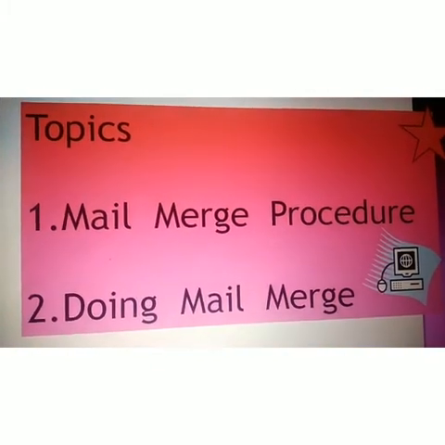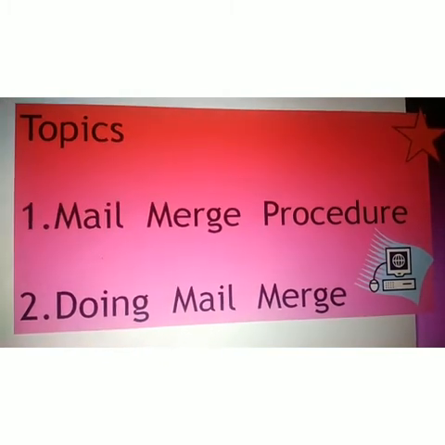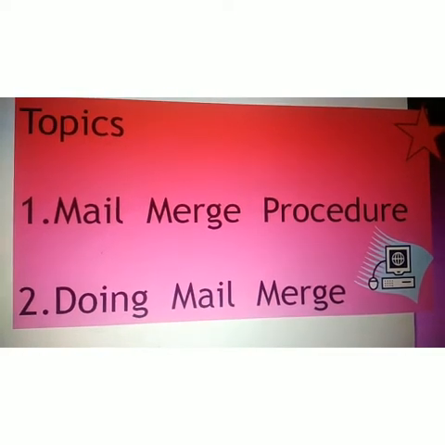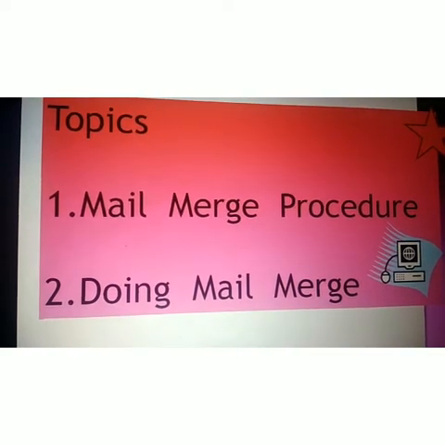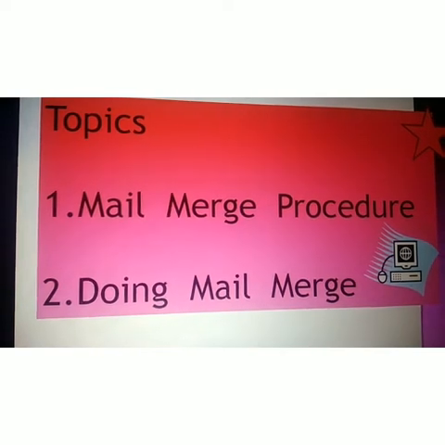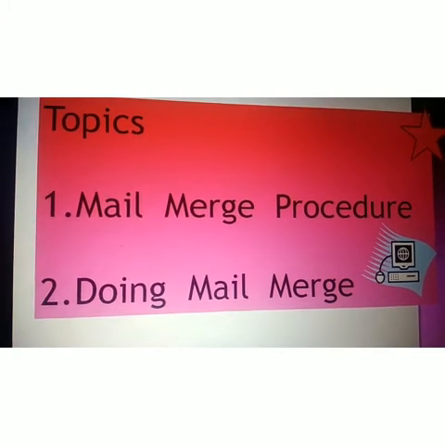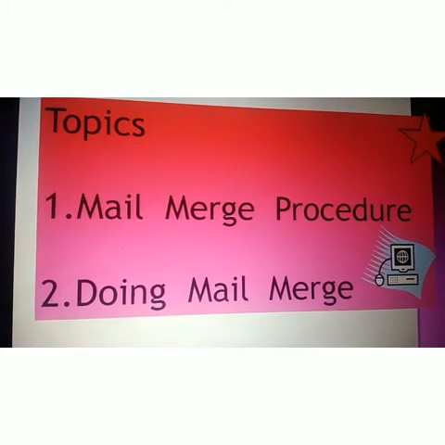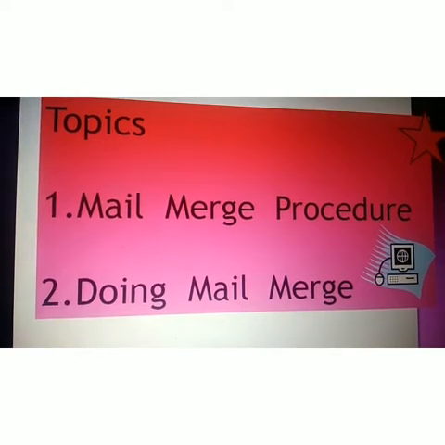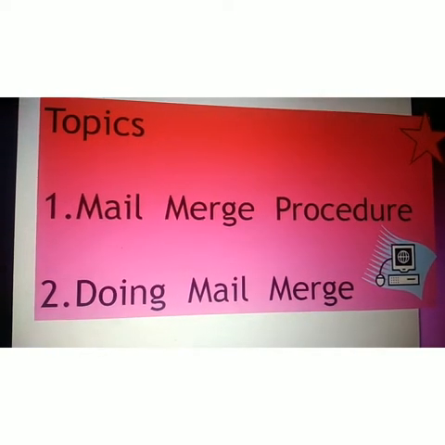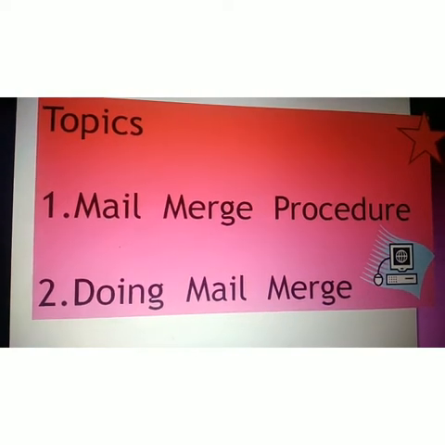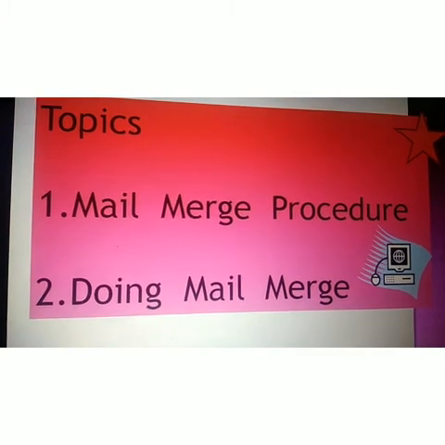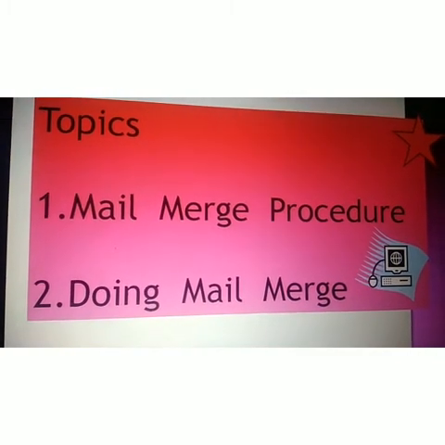In last class, we completed two topics: first, the mail merge procedure, and second, doing mail merge. The mail merge procedure consists of two types of files: first, the main document, and second, the data source. The main document file has text that is common to all the letters or documents. The data source file contains data to be merged with the main document. Here the address list file is the data source that contains the addresses of your friends.